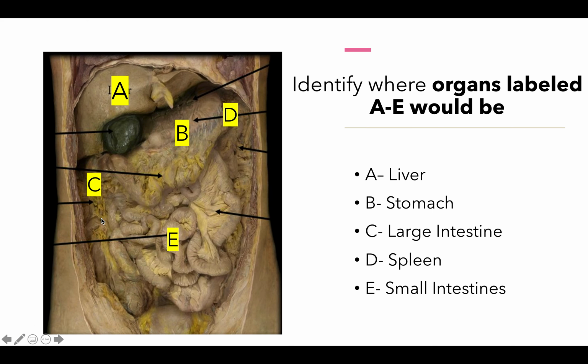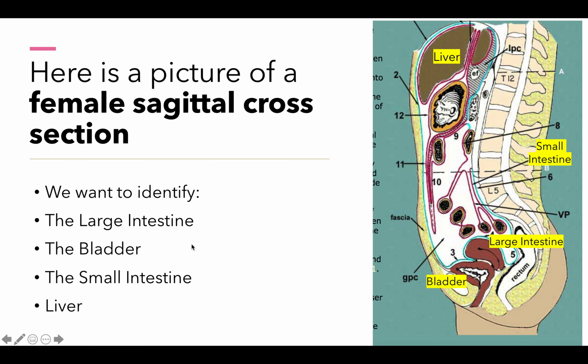So here is an image of a real human cadaver. We want to identify the liver, which is this organ labeled as A, and the stomach would be here, where B is in this area. C is part of the colon, the ascending colon, right here, this tube-like structure. D is where the spleen would be, slightly behind the stomach in this area. And E is right here, the small intestines.